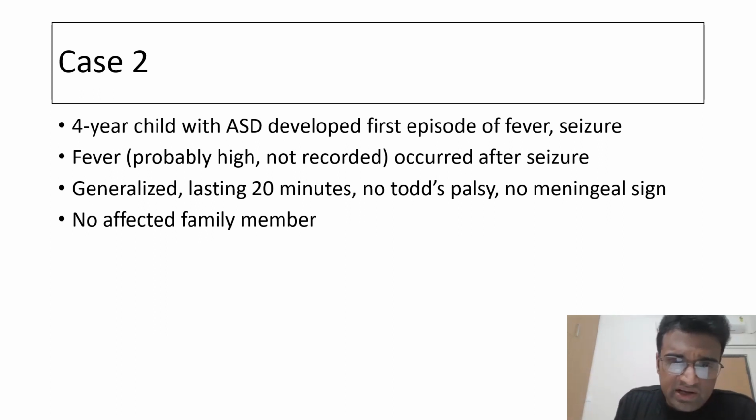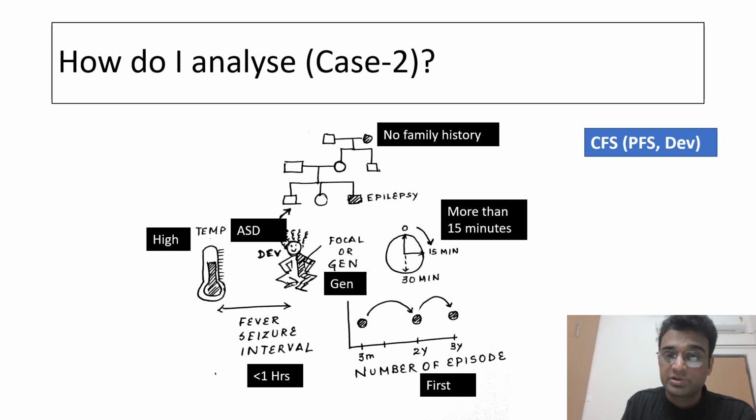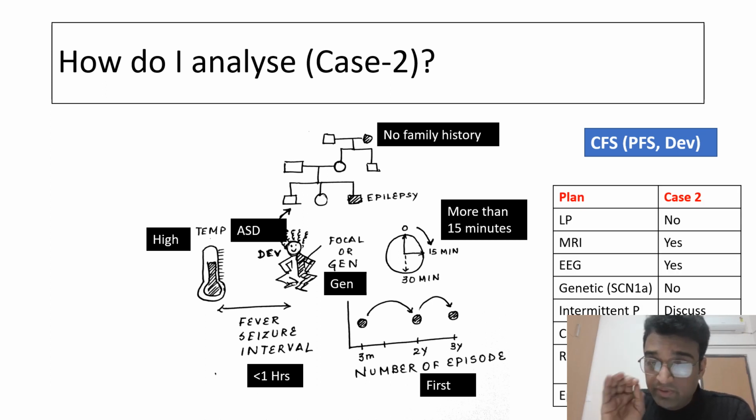In this child, it was a generalized seizure lasting for 20 minutes, a little higher side. No Todd's palsy, no affected family members. So here I know no family history, but the big burning question is developmental issue, that is autism spectrum disorder. So in such a case, whenever there is a developmental issue in a child with febrile seizure, we usually do not avoid getting an MRI. So we often get an MRI, we often get an EEG done, but obviously LP is not indicated. For prophylaxis, discuss with the parent, discuss the risk versus benefit, whether to give or whether not to give.